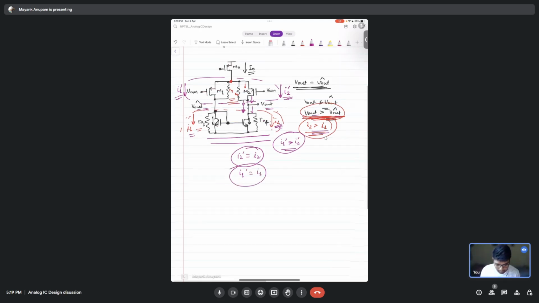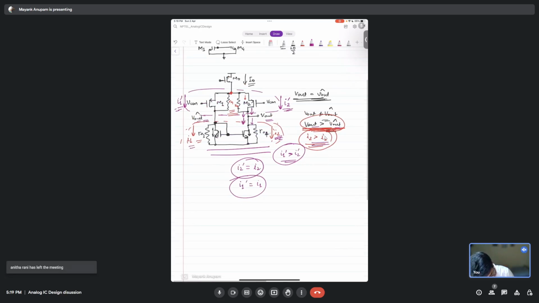So you see the contradiction here. I1 prime, I have assumed earlier, is saying that I2 is greater than I1 for the NMOS case. But on the top, I'm getting this condition that I1 prime is greater than I2 prime. So clearly, it's a contradiction, isn't it? Because I1 prime is equal to I1 and I2 prime is equal to I2, both cannot be greater than or less than. They have to be exactly equal to each other. I2 should be equal to I1 and I2 prime should be equal to I1 prime.